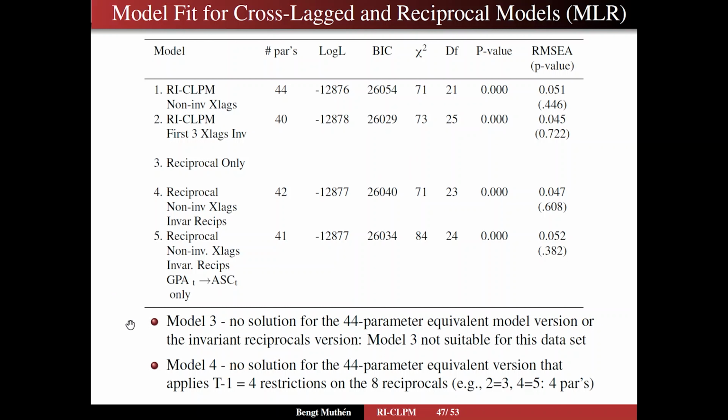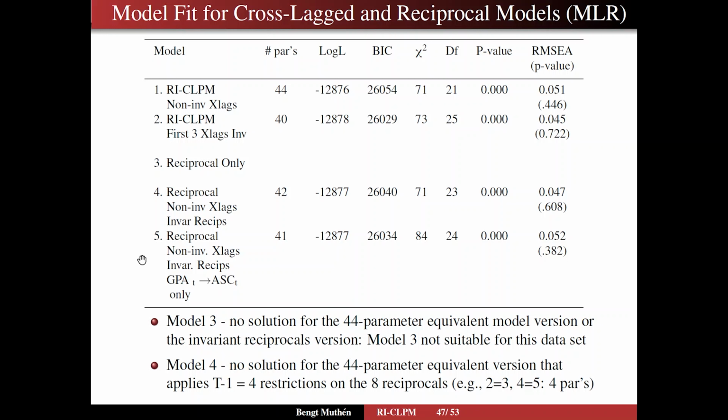And if you look at the bottom, my comments here are for model 3. If we try a solution for the 44 parameter equivalent model version, or even the invariant reciprocals version, time invariance of reciprocals, we find that we cannot get a solution. No convergence or negative R-square values. And we can conclude then that model 3 is not suitable for this data set. And that can happen in some applications, in some data sets.